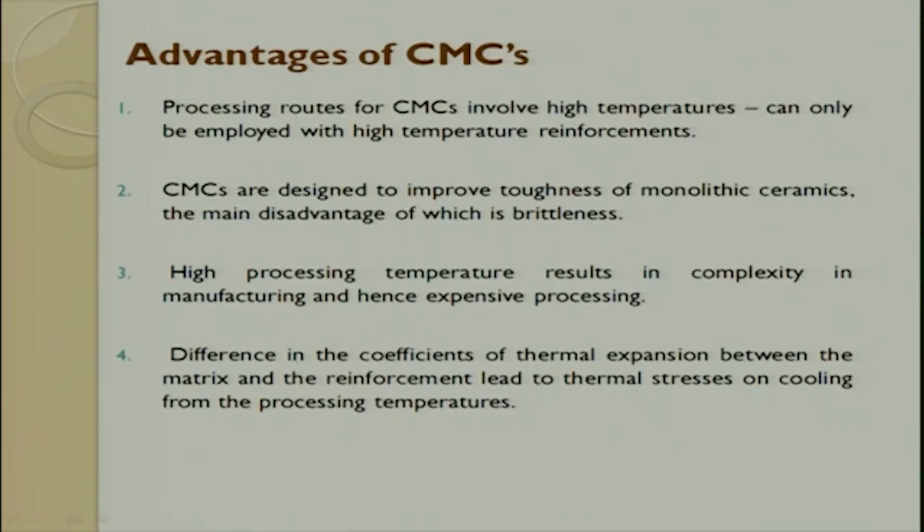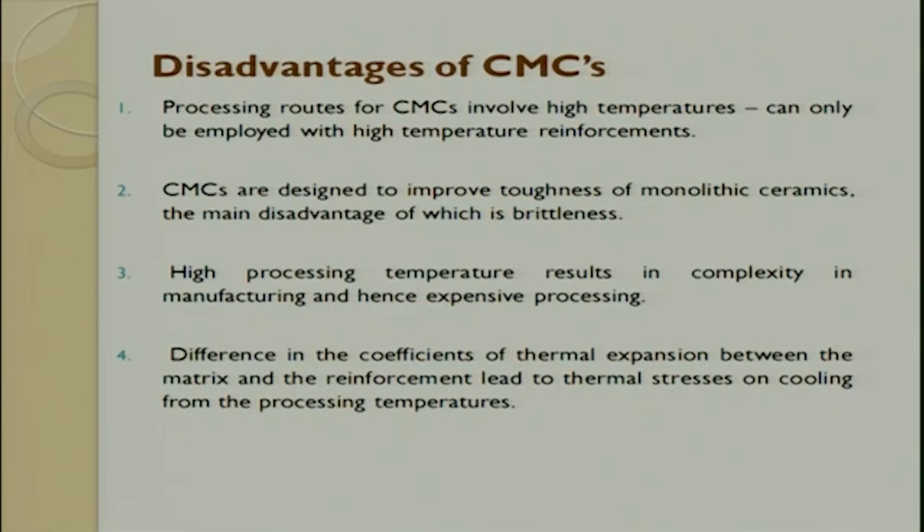So, the advantage: the processing route of ceramic matrix composite involves very high temperature and can be deployed only with high temperature reinforcements. So, wherever you need a very high temperature application, there we will use this. Ceramic matrix composites improve toughness. The processing temperature results in complexity in manufacturing, and hence the process becomes costly. Then the difference in coefficient of thermal expansion between the matrix and the reinforcement causes thermal stresses on cooling, since the processing temperature is very, very high.